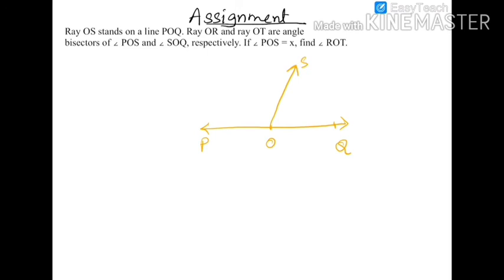Ray OR and ray OT are angle bisectors. So OR bisects angle POS and ray OT bisects angle SOQ. If angle POS is X, that is this angle, then find angle ROT.